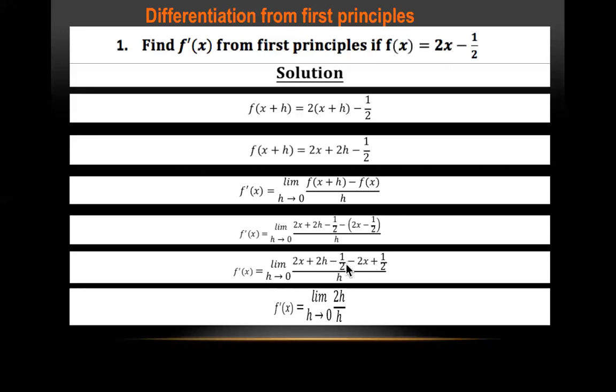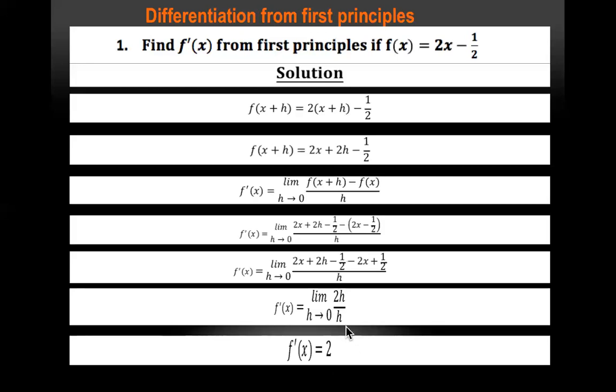Can you see? All that will be left will be 2h. Like I said, at this stage, anything that has h will continue to the next step. So 2h divided by h. As you can see, there is a common factor that can divide itself. h divided by h. So when we move on, h goes into itself once and goes into the other one once. So the result will be 2. So the first derivative is equal to 2. That is the solution for f of x is equal to 2x minus 1 over 2.